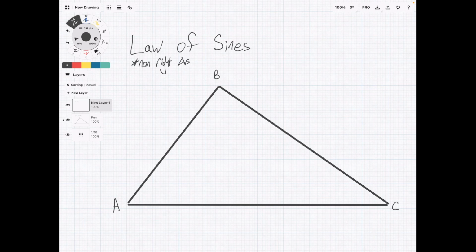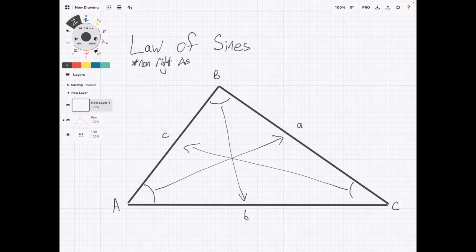So for triangle ABC, the capital letters A, B, and C represent the angles of each of the vertexes. Angle A produces side length little a. Angle B produces side length little b. And angle C produces side length little c.